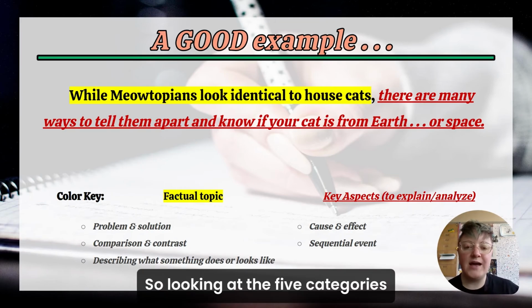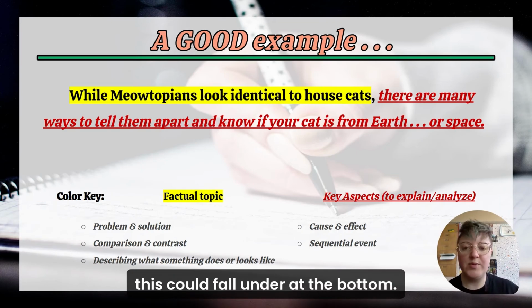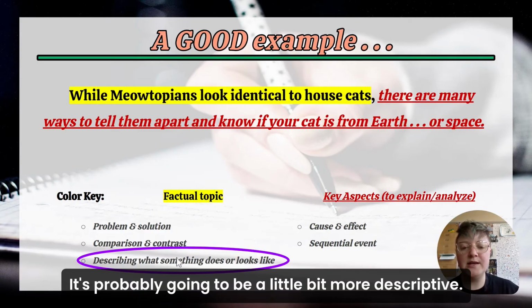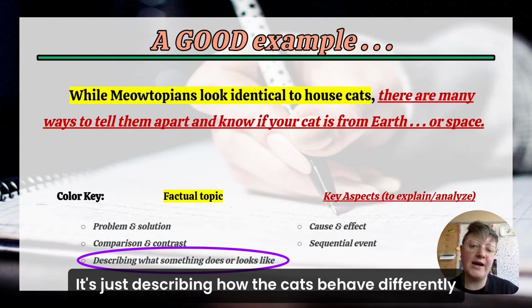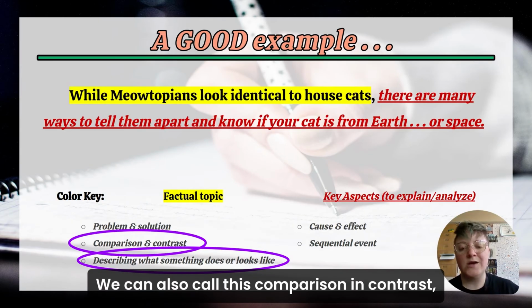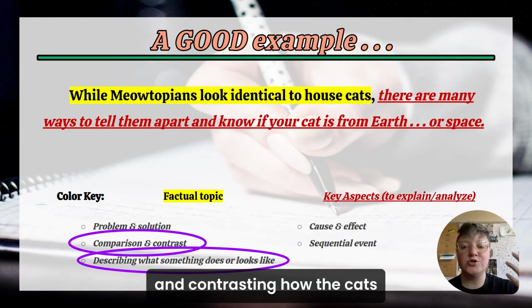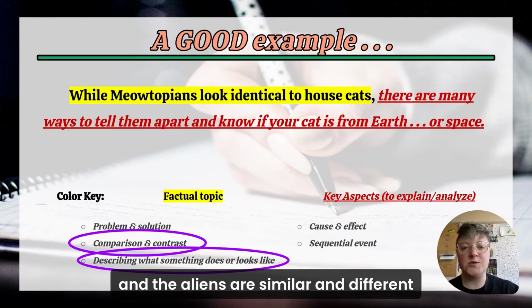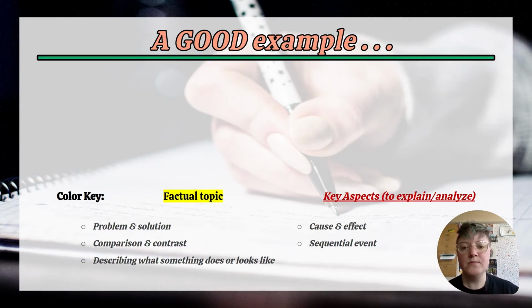So looking at the 5 categories this could fall under at the bottom, it's probably going to be a little bit more descriptive. It's just describing how the cats behave differently to regular cats and what they might look like that's different. We could also call this comparison and contrast, because we are comparing and contrasting how the cats and the aliens are similar and different.